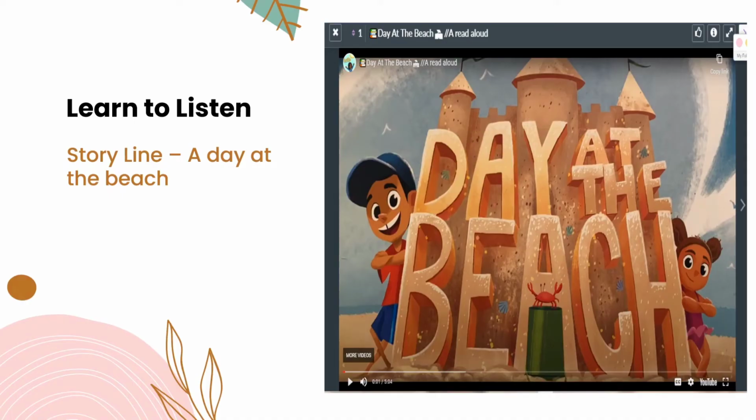Learn to listen, which is a storyline. Teacher introduced the stories of A Day at the Beach. Read the stories 3 times. Read sentence by sentence according to the multimedia.